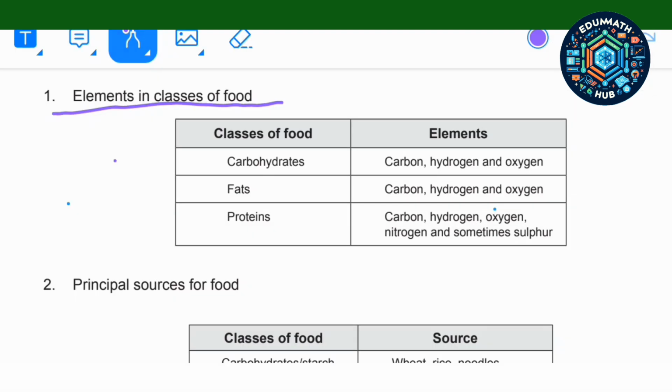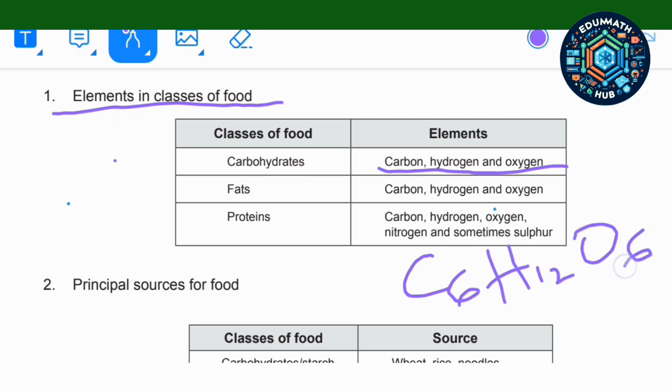So carbohydrates, that's the first one. All carbohydrates contain carbon, hydrogen, and oxygen. That is why the formula of glucose is C6H12O6, which is a monosaccharide. So that is glucose for you. It's an organic compound.